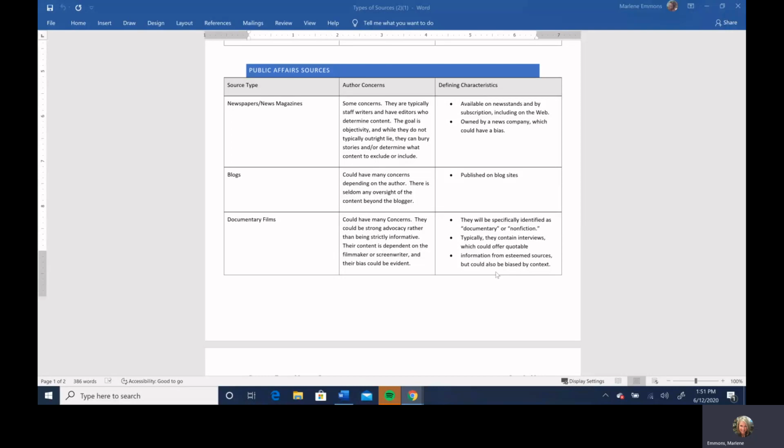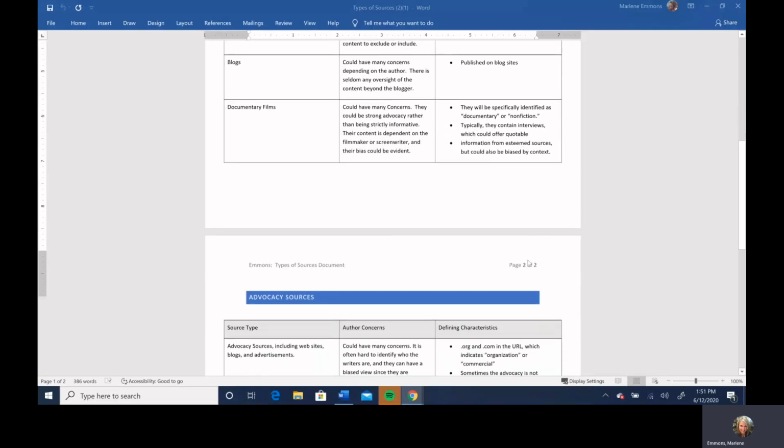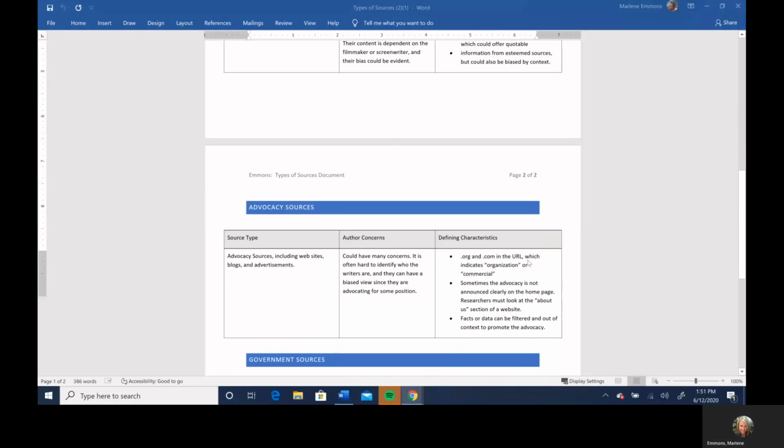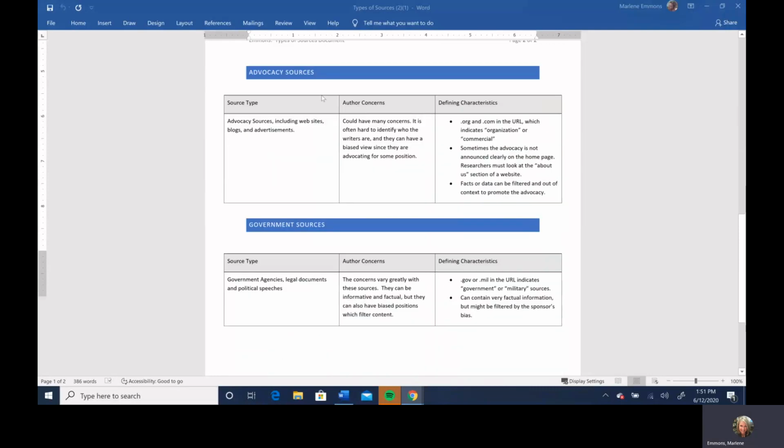The information could be from esteemed sources, but it could also be biased by the context. The advocacy sources are going to include websites, blogs, advertisements. They can have many concerns. Advocacy means exactly that. They already have a bias, and that position is the one that they are trying to forward. It can often be hard to identify who the writers are.